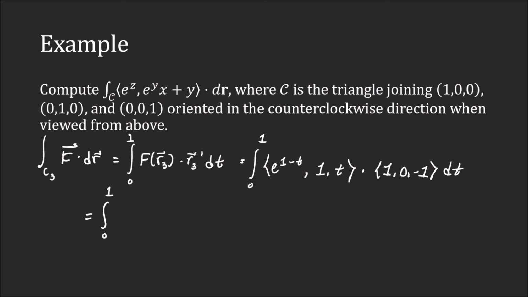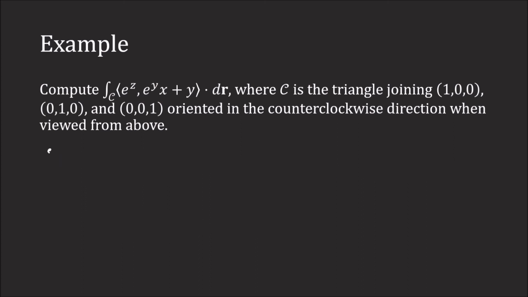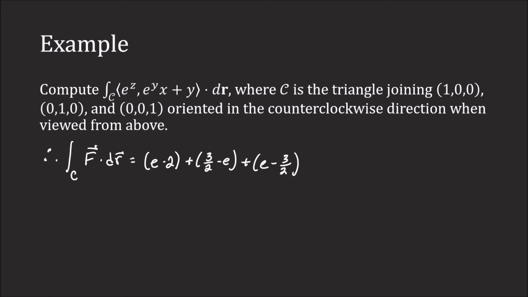which is the integral from 0 to 1 of e to the 1 minus t plus minus t dt, and that gives e minus 3 halves. Therefore, we can write the path integral along C of f dot dr as e minus 2 plus 3 halves minus e plus e minus 3 halves, which leaves us with e minus 2.